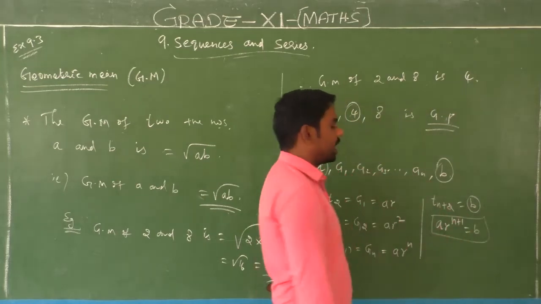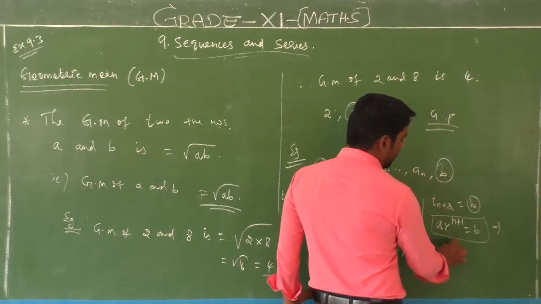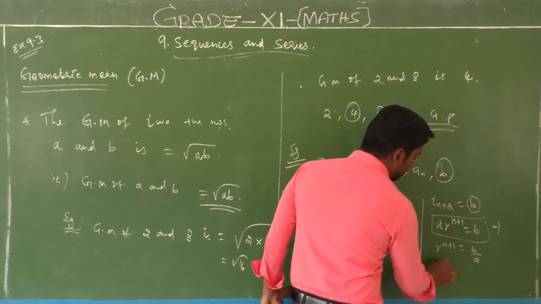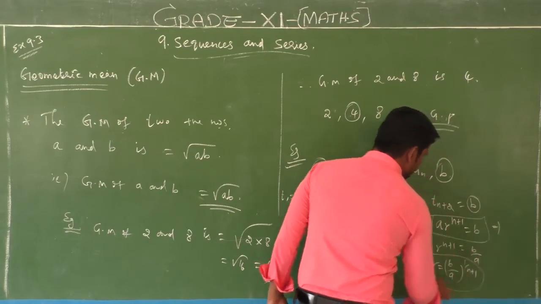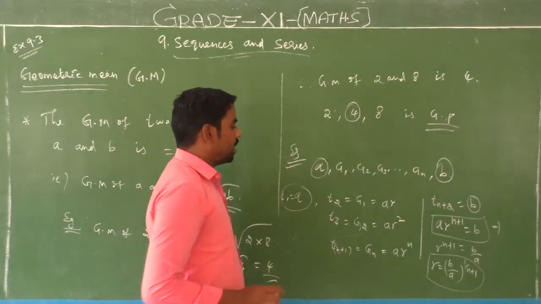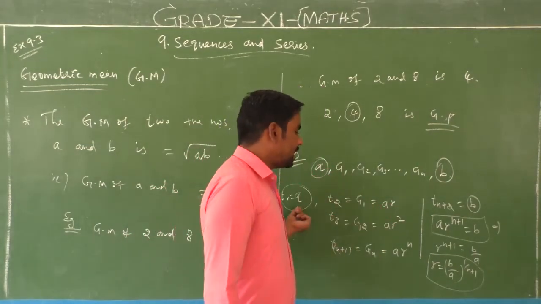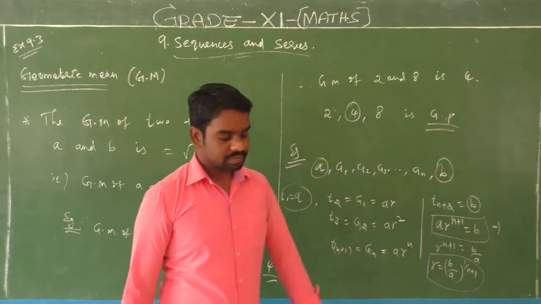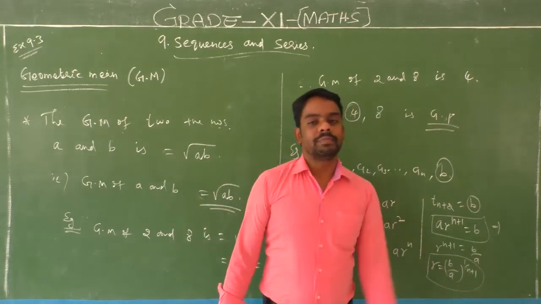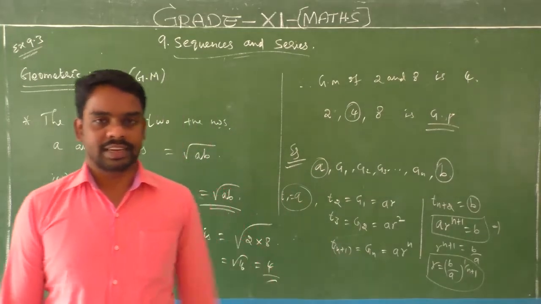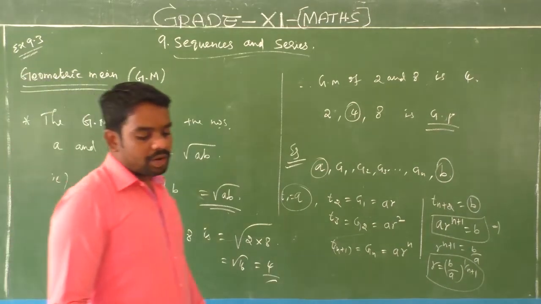This is the n plus 2 term, which implies r power n plus 1 equals b by a, and r is equal to b by a whole power 1 by n plus 1. This is the r value and the a value is a. Now we can write G1, G2, G3 and so on. G1 is ar, that is a into b by a whole power 1 by n plus 1. And G2 is ar power 2, that is a into b by a whole power 1 by n plus 1, whole squared, and so on. Okay, right, this is the geometric mean. A very important formula.